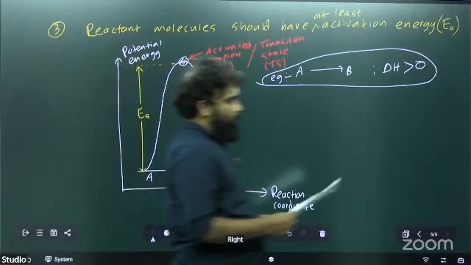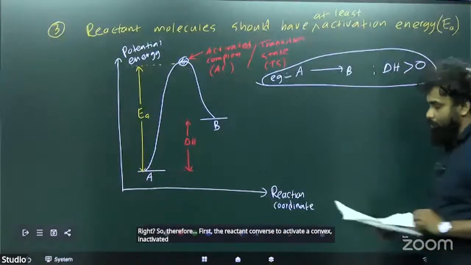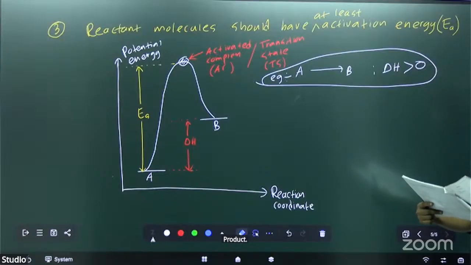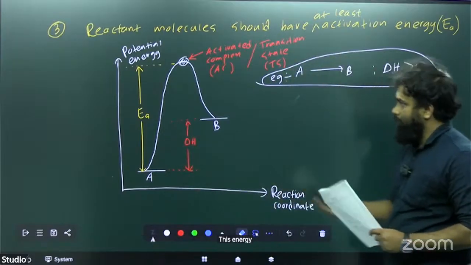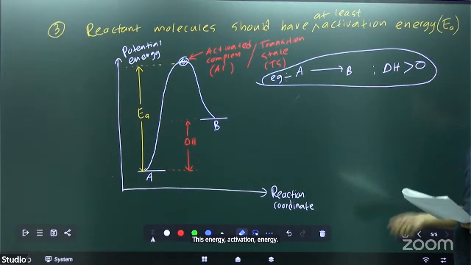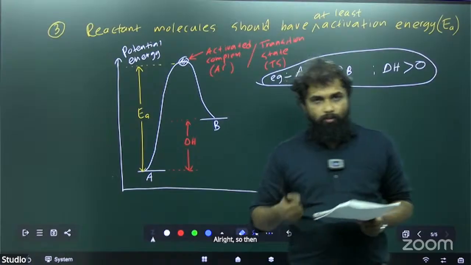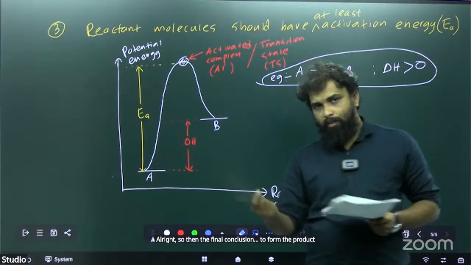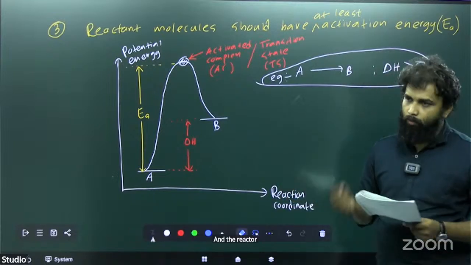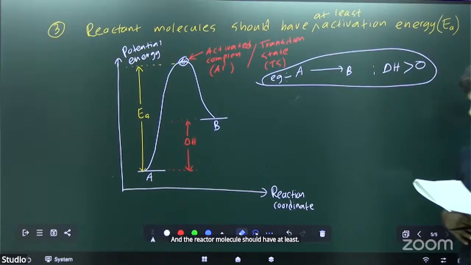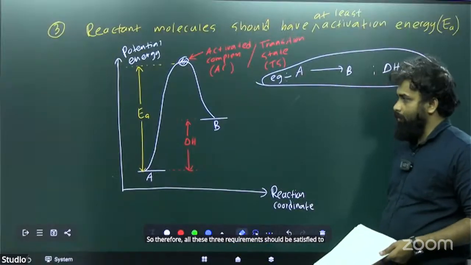Right. So therefore, first the reactant converts to the activated complex, then the activated complex converts to the product. So to form the product, the reactant molecule should have at least this energy, the activation energy. So the final conclusion: to form the product, the reactants should collide, they should collide in proper orientation, and the reactant molecule should have at least the activation energy. Therefore, all these three requirements should be satisfied to form the product.